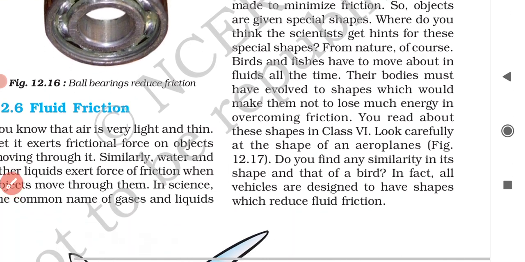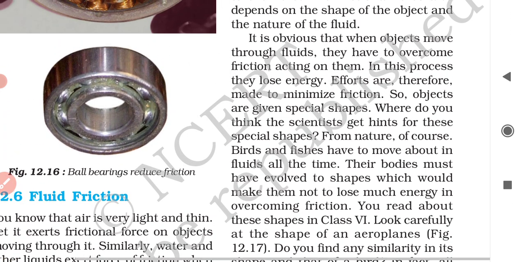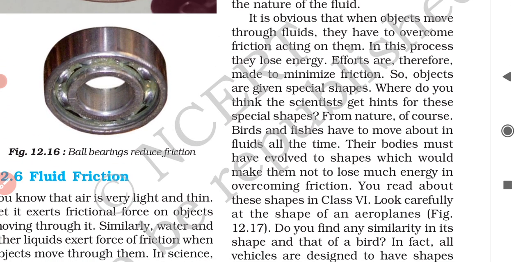Now, the last paragraph of this chapter, let us see. It is obvious that when objects move through fluids, they have to overcome friction on them. Fluid exerts frictional force on the moving objects through it. So when the object is moving through the fluid, it has to overcome the frictional force so that it can move forward.